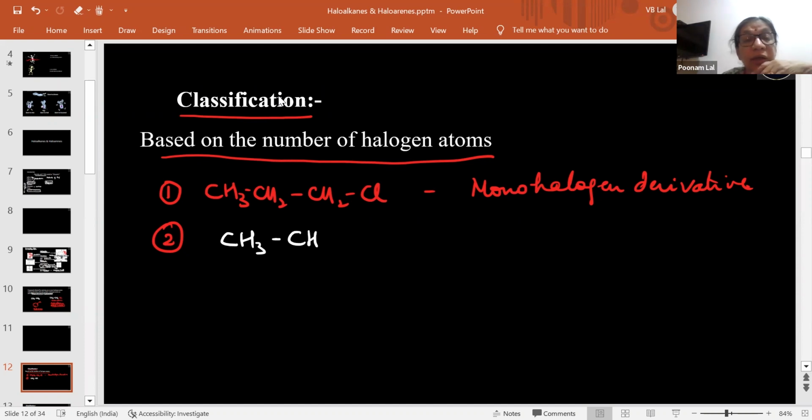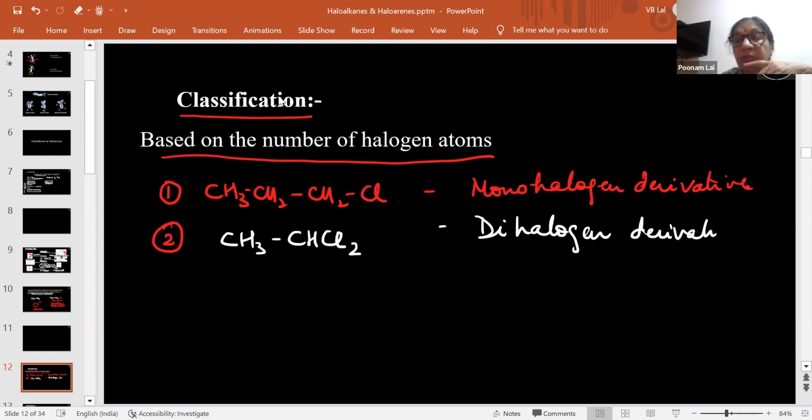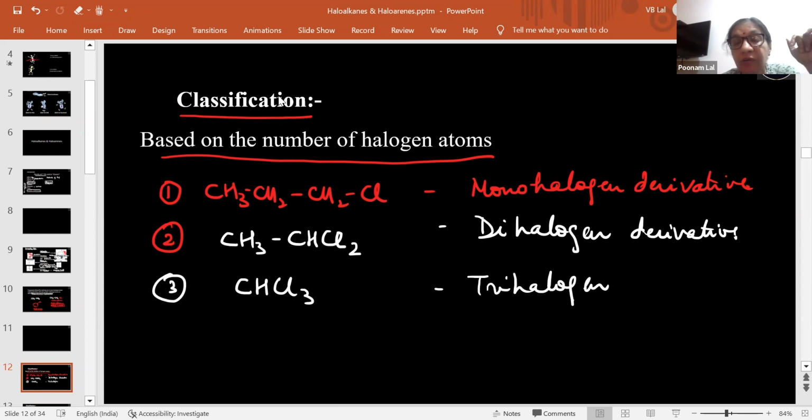Now, supposing there are two, I remove one hydrogen and put two halogens on it, CHCl2. It becomes a dihalogen derivative. And if I take, say, CHCl3, this is chloroform, a trihalogen derivative. So this is one classification. You could have a tetrahalogen derivative also, carbon tetrachloride.